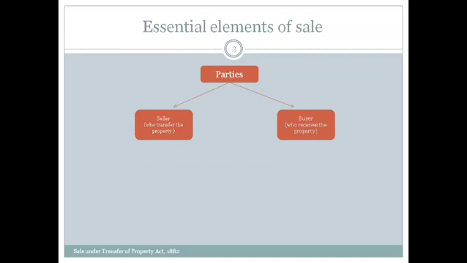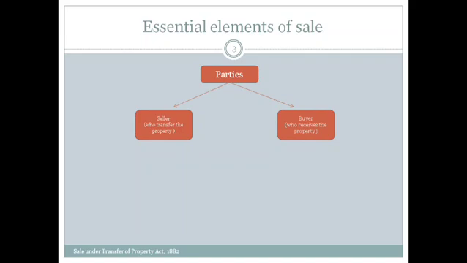Now, let us discuss what are the essential elements of sale. The first one is the party. Whenever there is a contract of sale, there are two parties. They are the seller and the buyer. According to Section 11 of the Indian Contract Act 1872, both the seller and the buyer must be competent to contract. Here, competent to contract means both the buyer and the seller must be major persons. That means they must have attained the age of majority and also must be of sound mind.